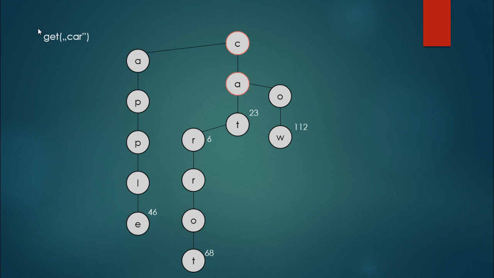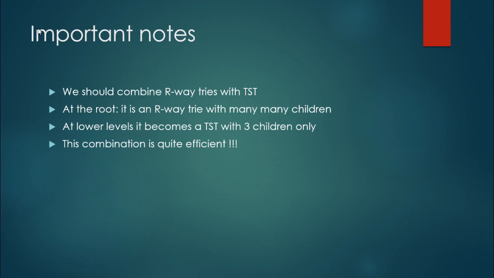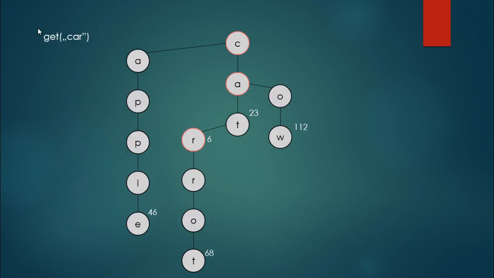A, it is a match again, so we keep going, and T is a mismatch. The character we are looking for is R, and R is less than T, so we keep going to the left. And we come to the conclusion that we have examined the whole length of our key, so it is a match. We have the car key, and there's a value 6 right next to the R, so we return with it. And that's how this getting mechanism works with the help of ternary search trees.